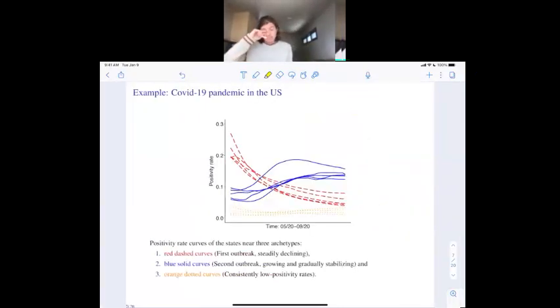And just to drive this home one more time, when I look at the states near each of the archetype points, these red, blue, and orange curves, these are exactly the states that are very near one of the archetype points. And so you see very different behavior in the original time series for these states. Any questions about this example?